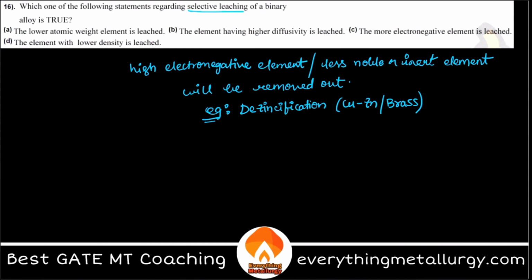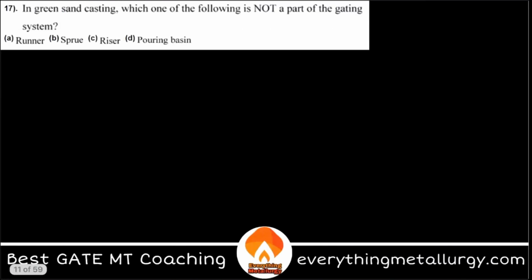Okay, so coming to the options, what we need is higher electronegative element or less inert element. That means it has to be rapid in involving some reaction, right? So if you can see, we can directly have the C option, because they gave that the more electronegative element is leached out. That is the principle of selective leaching, right? So that's done.